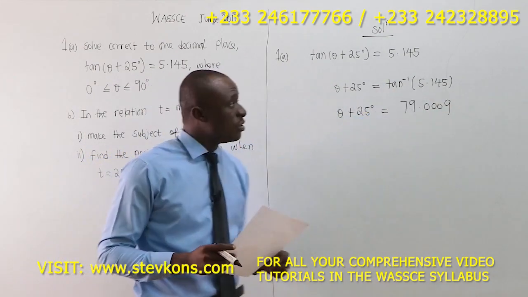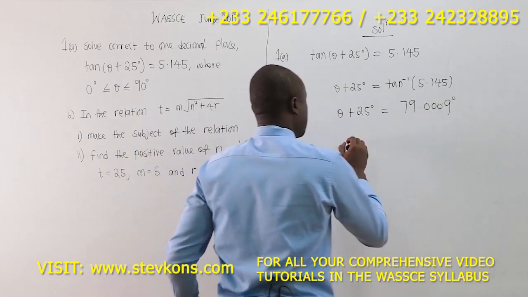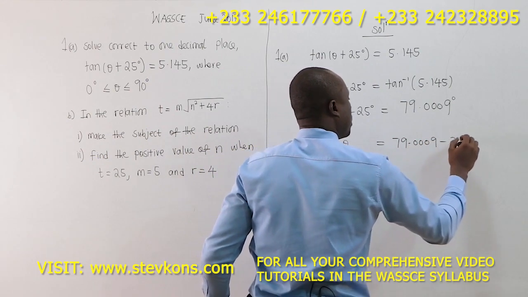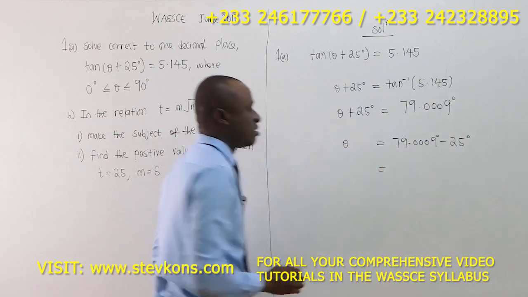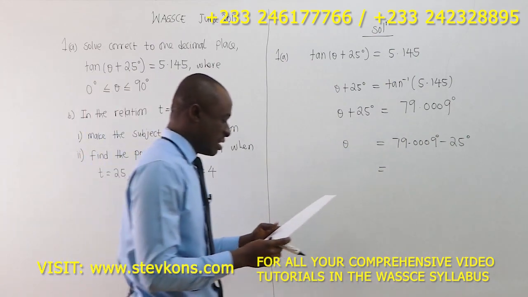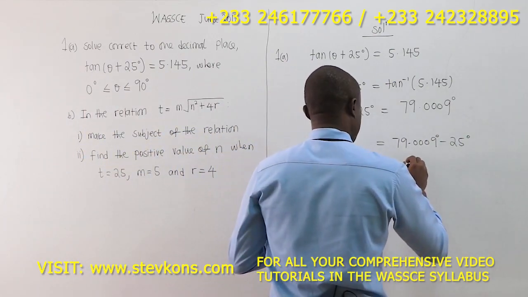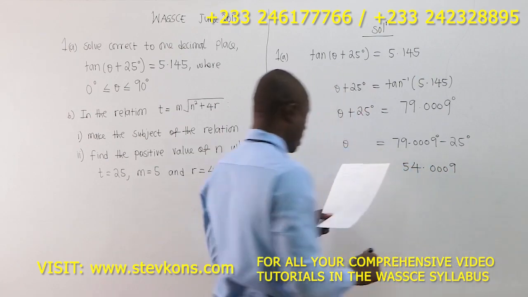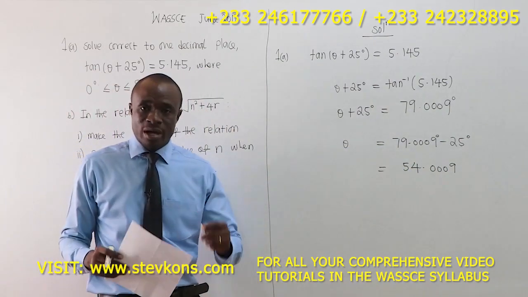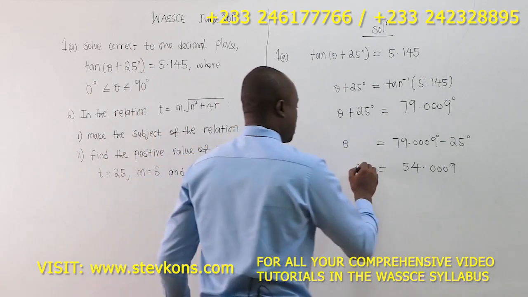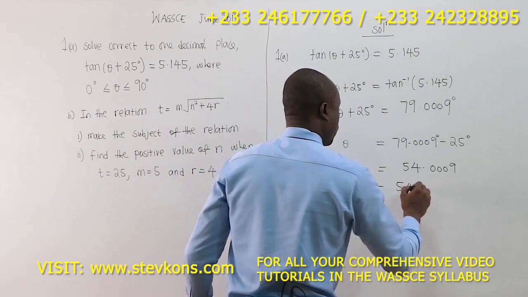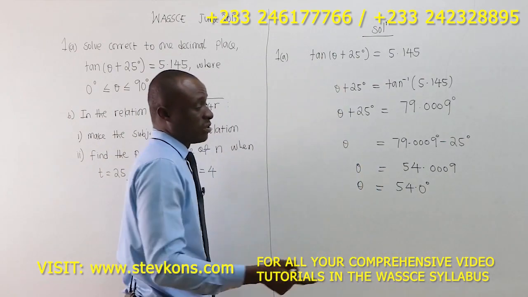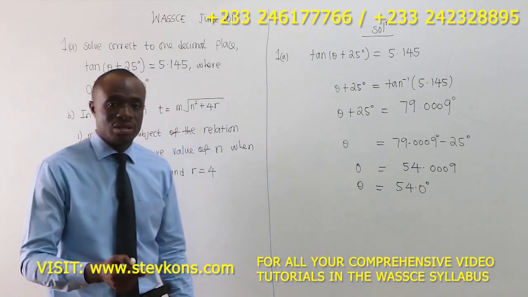Now this has to move to that. We shouldn't forget this is in degrees. So our theta is 79.0009 minus 25 degrees, and using our calculator, this is giving us 54.0009. Now, the question says to one decimal place. So our theta, to one decimal place, will be 54.0 degrees, because the next digit is not 5 or above, so it can't change. So you're going to get 54.0 degrees.